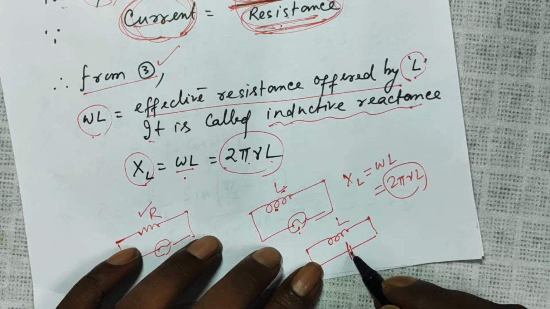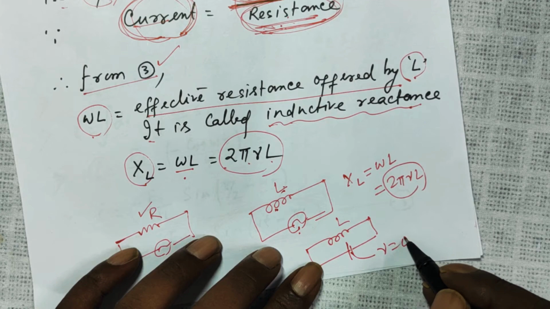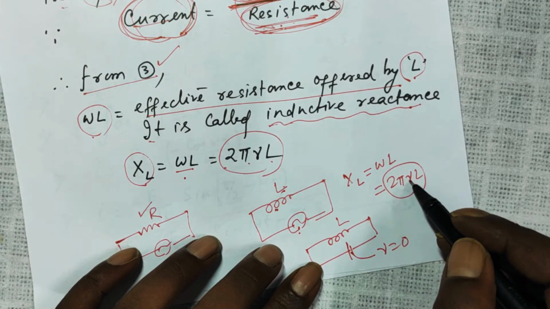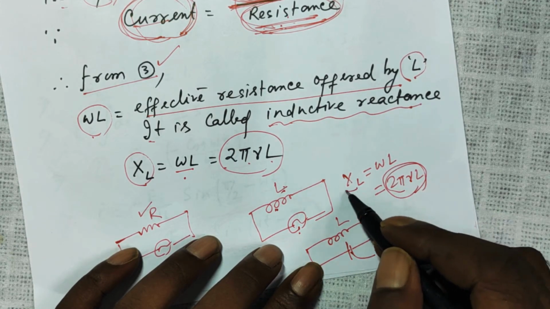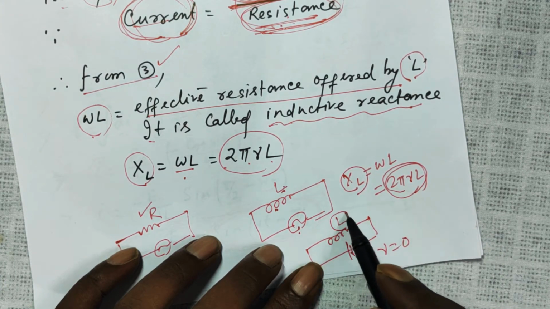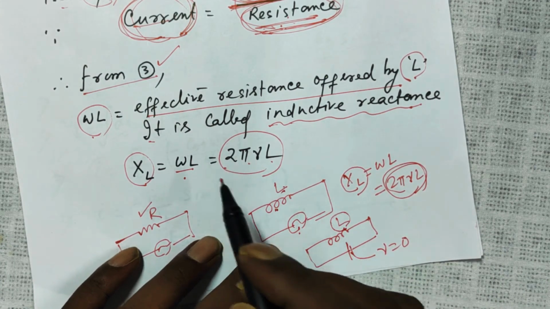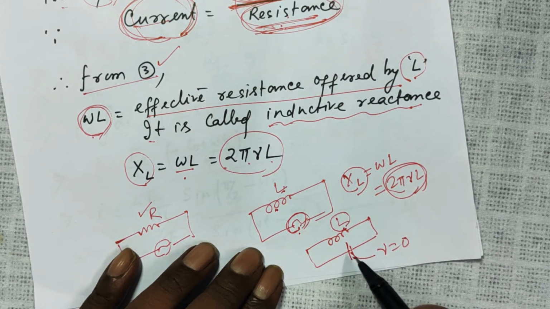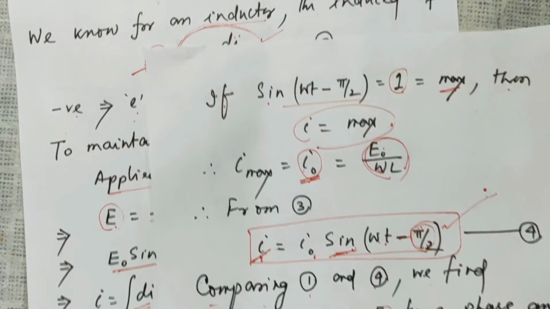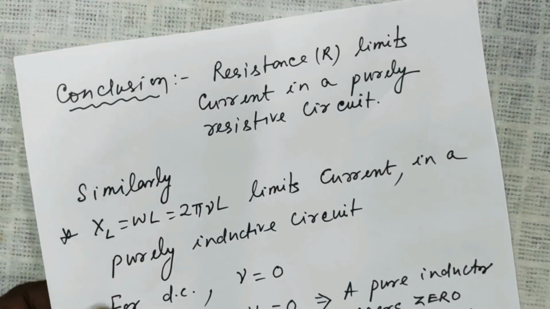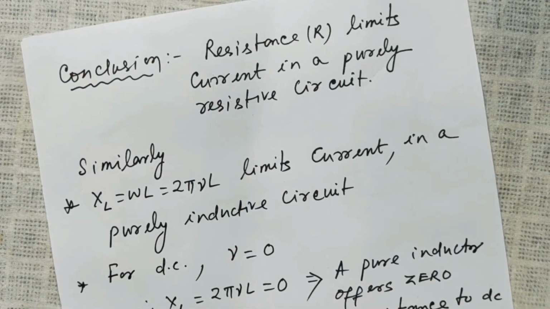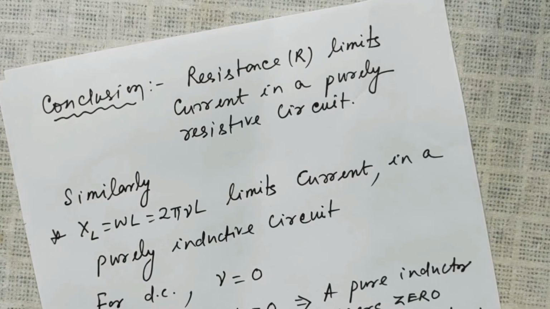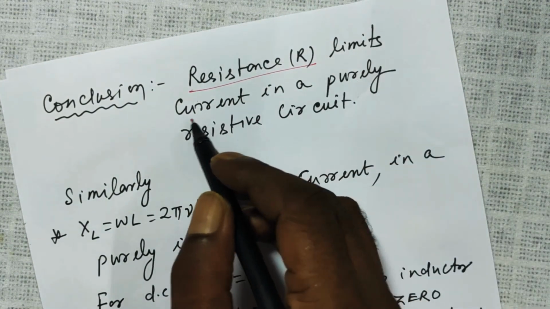And DC has no frequency. For a DC, nu is equal to 0. So if you put 0 here, 0 into this thing is 0. So XL is equal to 0. So an inductor offers a resistance and its value is equal to omega L if it is connected across AC, not across DC. Not across DC, right? So now I am going further. So the conclusion.